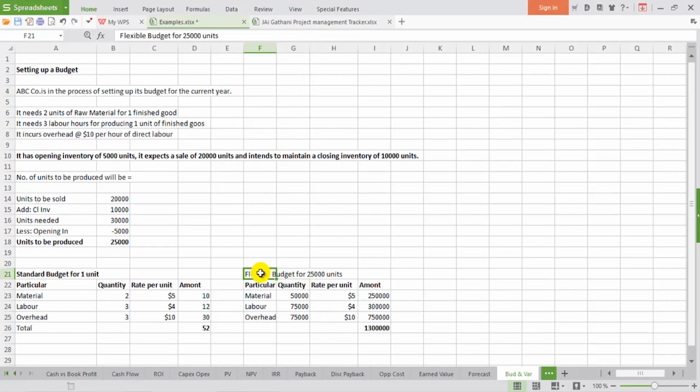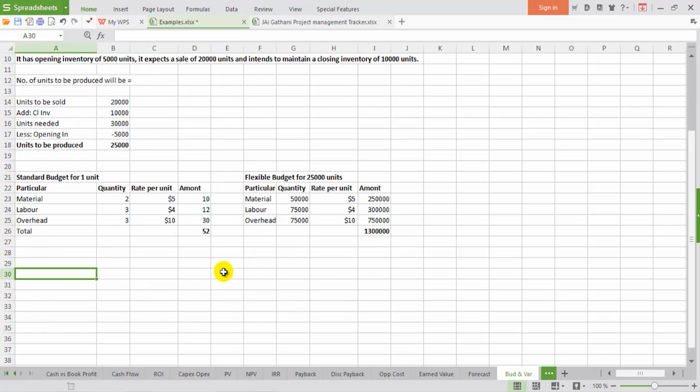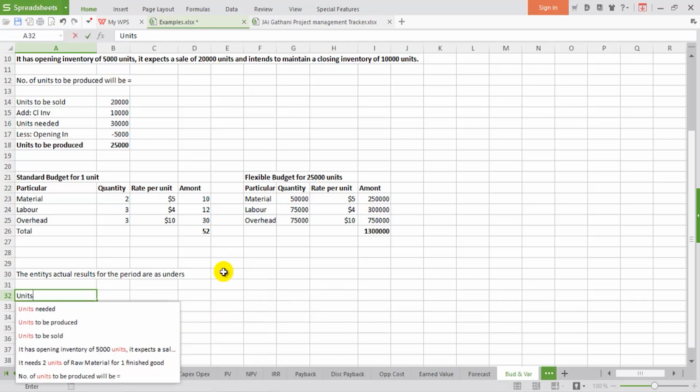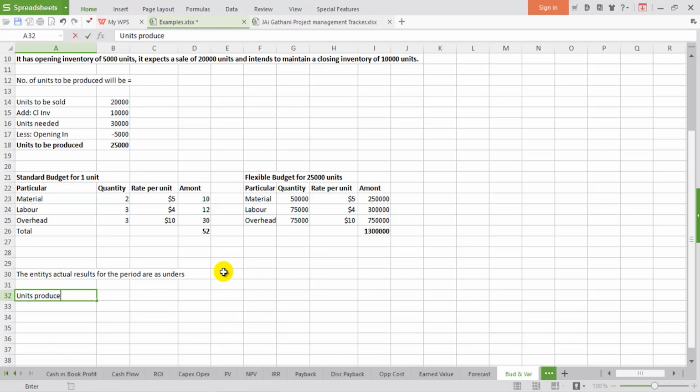So before that, we need some actual data also. Let's say the entity's actual results for the period are as under. It produced 25,000 units. We're going to be staying same in that. Now we're going to say units produced 1,000 units.